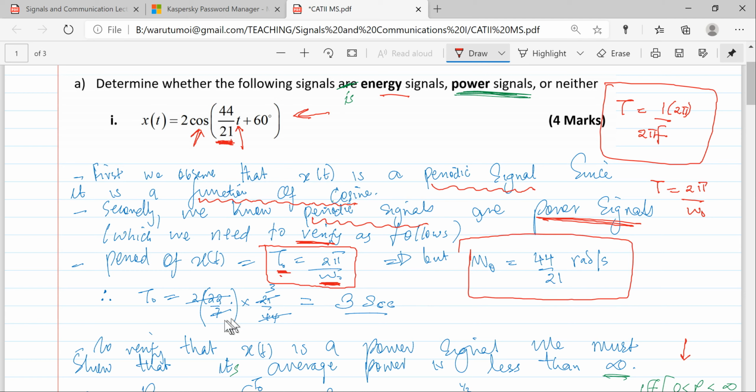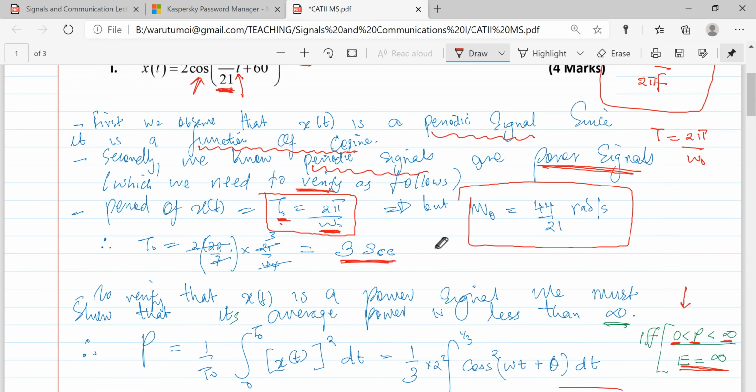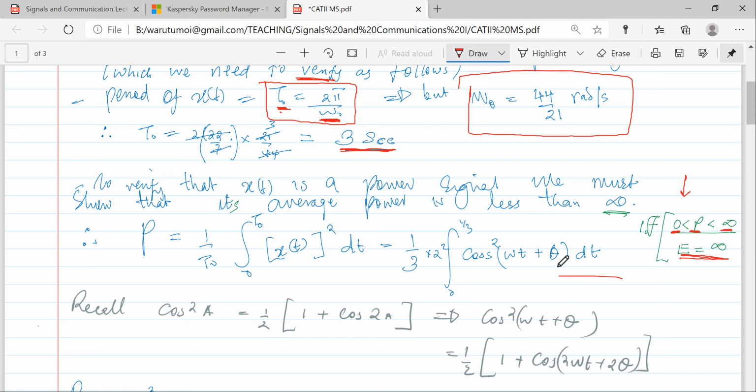Once we have identified that our omega naught is equal to 44 over 21, we can do a very simple calculation: 2 times 2 pi over 7, times the reciprocal of omega, which is 21 over 44. When you solve that, it gives you 3 seconds, and that is the period of the signal. Once we have evaluated that, we now need to calculate the average power of this signal.